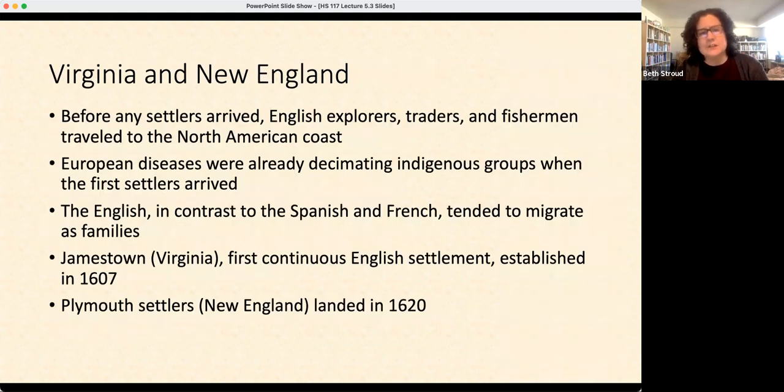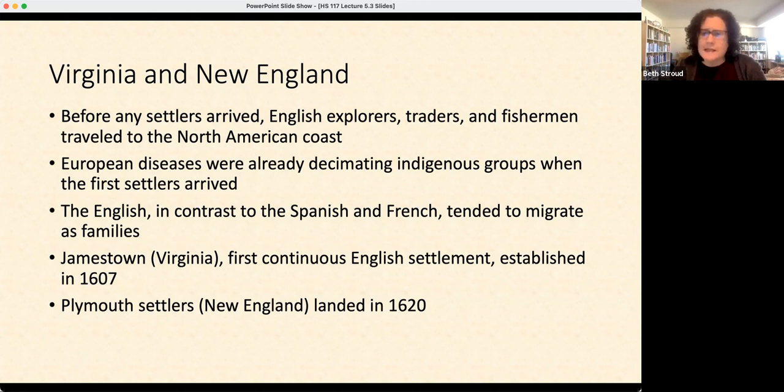So the English came to Virginia and New England, and these aren't Virginia and New England as we understand them today. They were essentially two big territories imagined to be touching each other. Virginia was everything to the south of English claims, and New England was everything north.